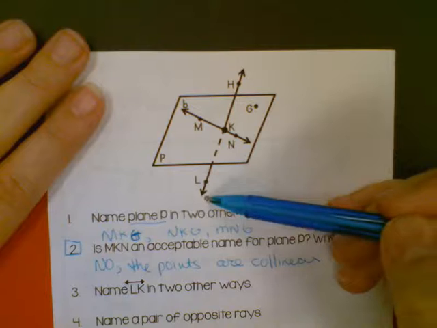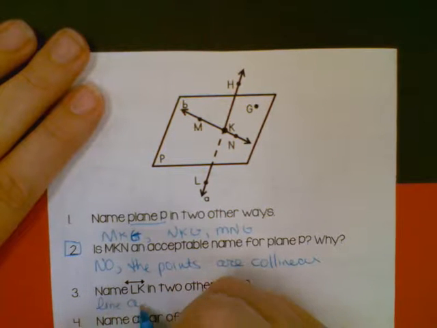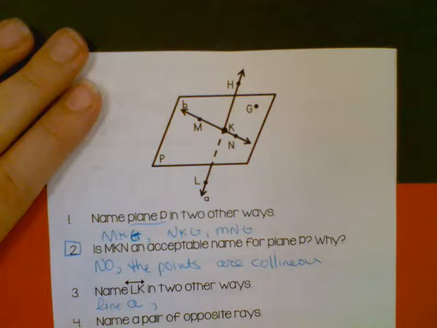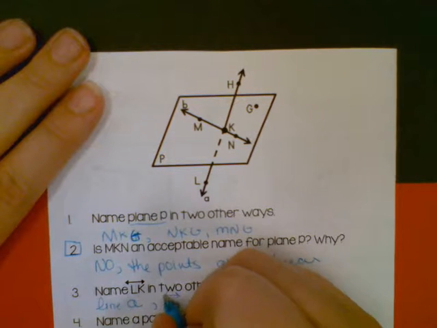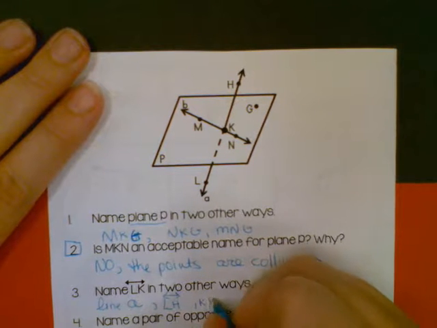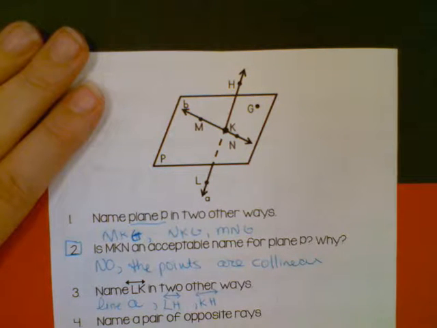Good, we can use the single capital letter and say that it's line A. Or we can pick two other letters on that line. So we can say that it's line LH, line KH, and really you could say line KL, but if it's asking to name it in two other ways, I wouldn't just switch the letters. I would try to find other letters that are on that line.